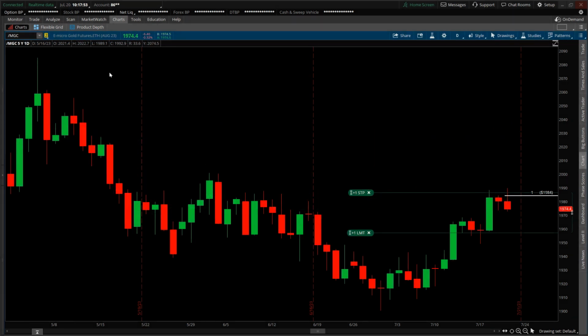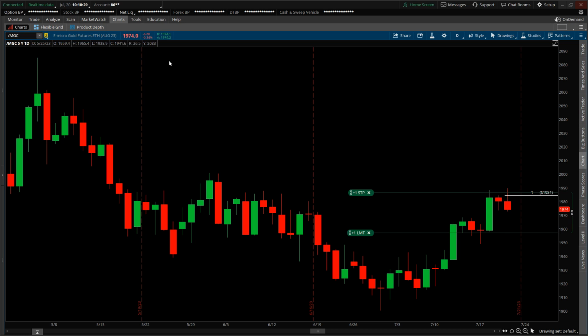Today's Thursday, July 20th, and it's 10:17 p.m. local time. However, it's July 20th, 10:18 a.m. Eastern time. So this is a trade review of a position I'm currently holding involving the E-mini gold August 2023 futures on the contract symbol /MGCQ23. And as of the time of this recording, the spot price for gold is quoted at $1,974.